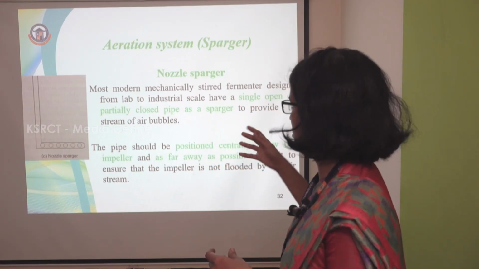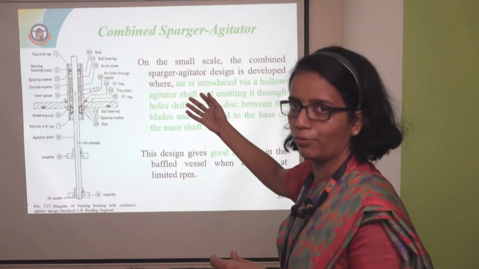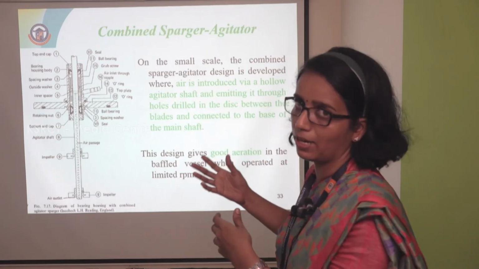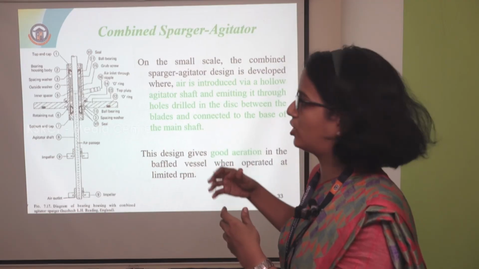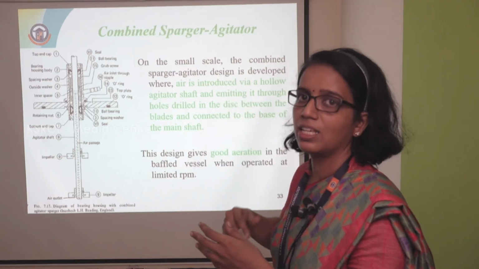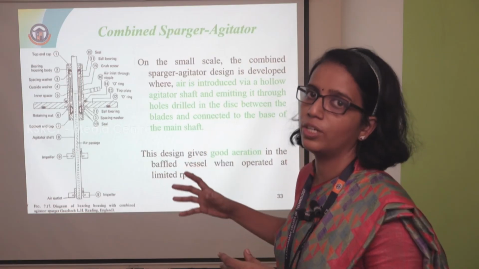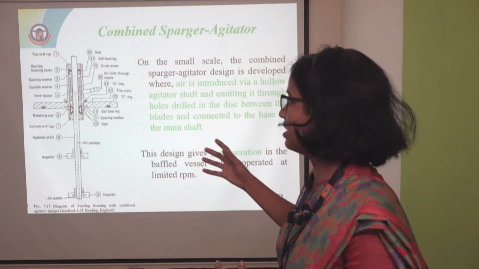And next is the fermenter which is a combined type of fermenter that is facilitated with combined sparger aeration. Here the agitator as well as the sparger is attached in a single unit. This can also be used. This is the reason why.